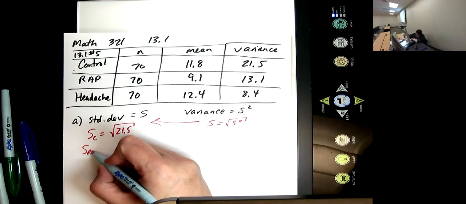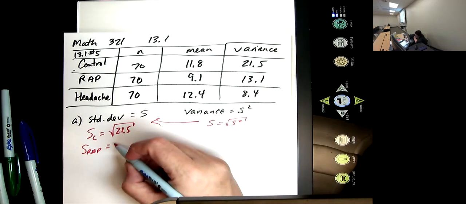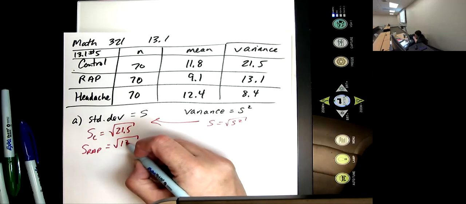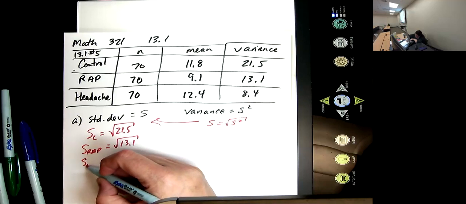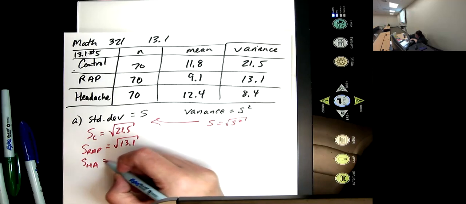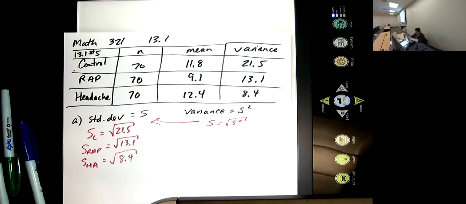The standard deviation for RAP should be square root of 13.1. And the square root for the headache group is square root of 8.4. And they want 1 decimal place.